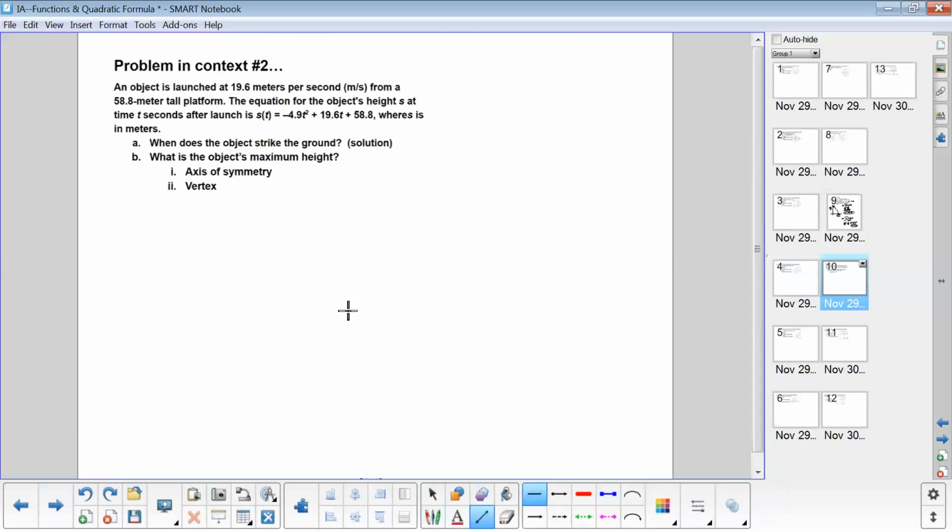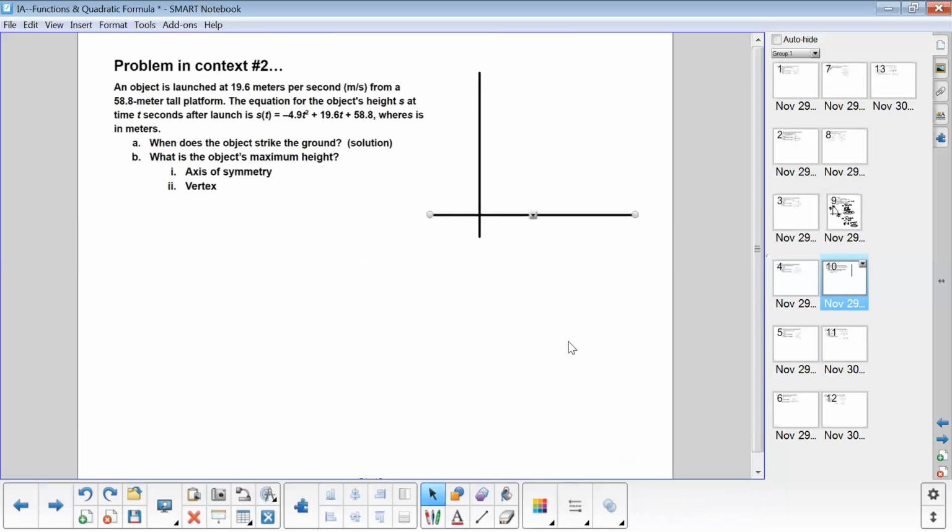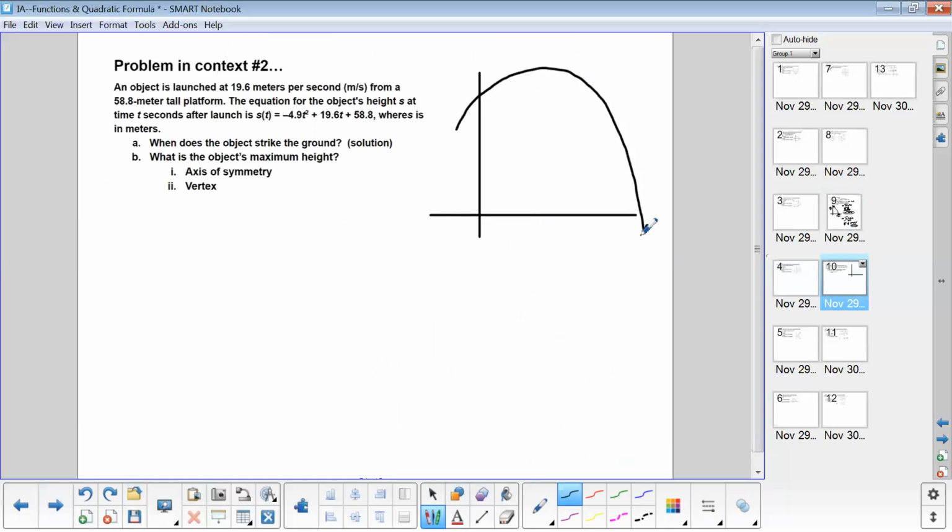Question 2 is a situation where we're launching an object. The graph is going to look something like this, and we know it's going to hit the ground somewhere over here. In our equation, we have the a value, which is -4.9. That's causing this to curve or open down. We have a y-intercept, which is almost 59 feet, so 58.9 feet.